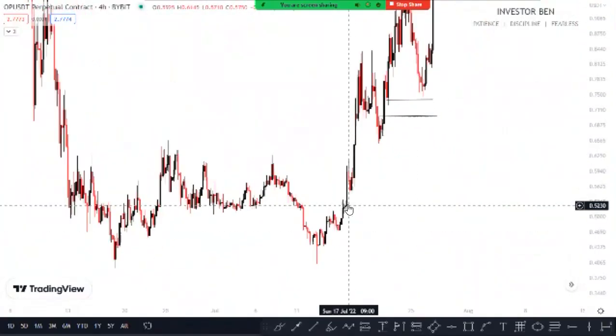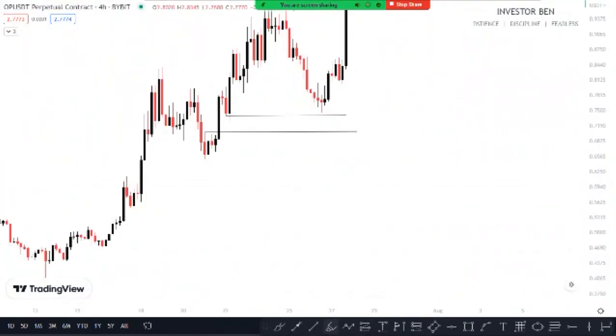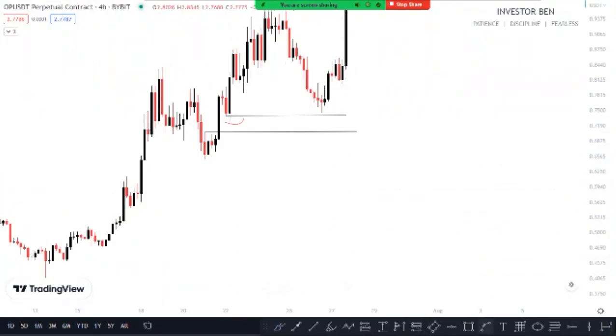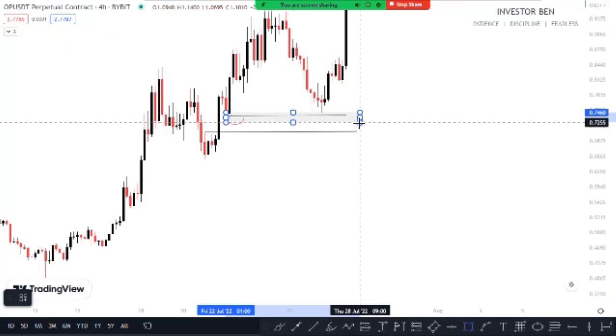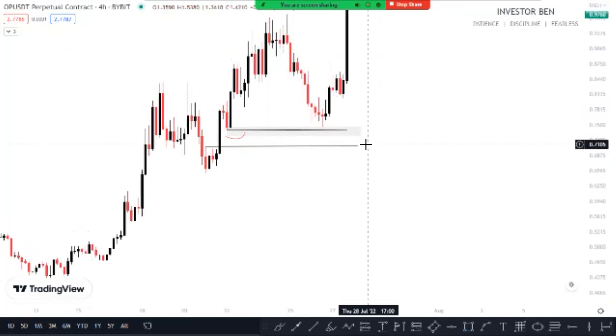This is another structure having FVG. Another structure. Price mitigated the FVG at this point. This wick mitigated that FVG, and this order block here becomes valid, right? That wick or that candlestick that mitigates the FVG becomes valid.